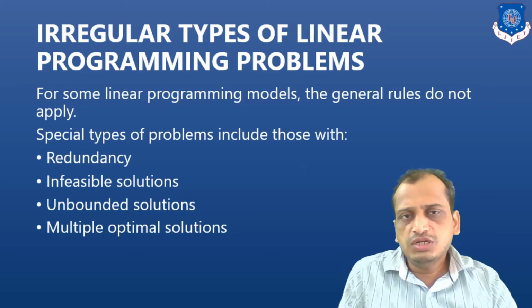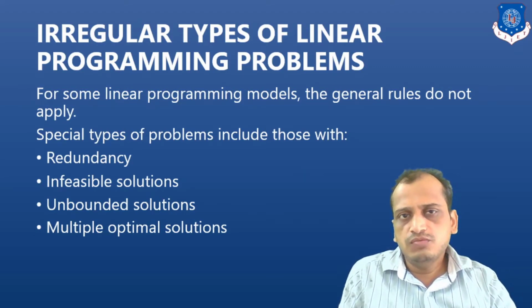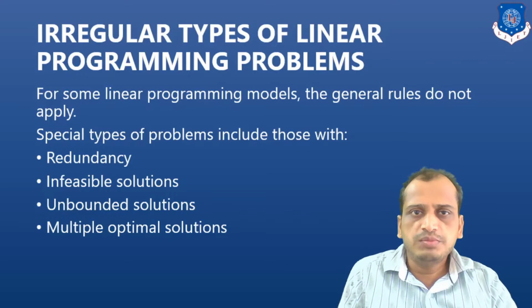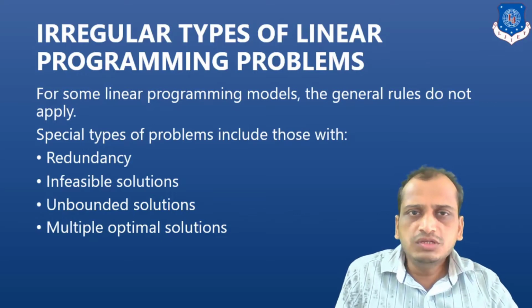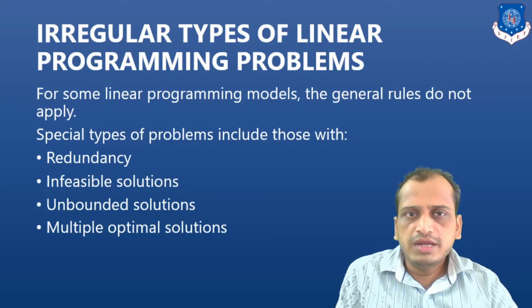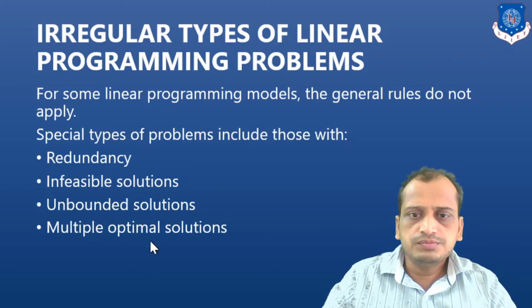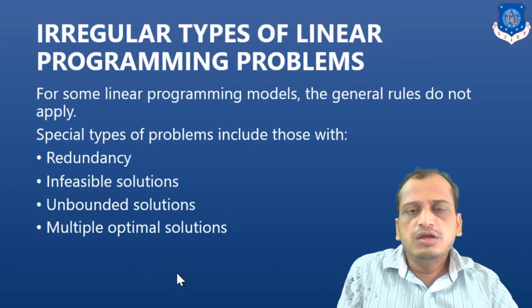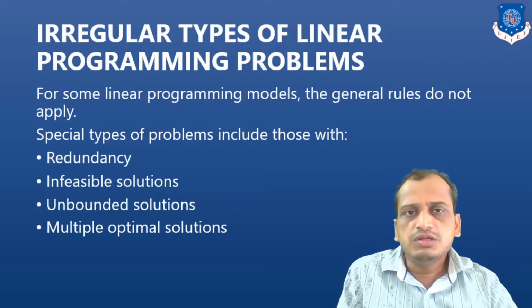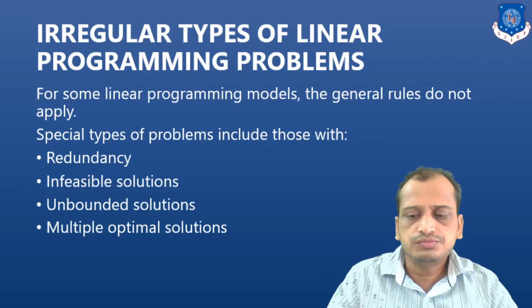These special types of problems we come across when we try to solve linear programming problems. When we solve these problems, we come across four specific types of problems. First, the case of redundancy, infeasible solution, unbounded solution, multiple optimal solutions. All these cases we will discuss one by one in this lecture.